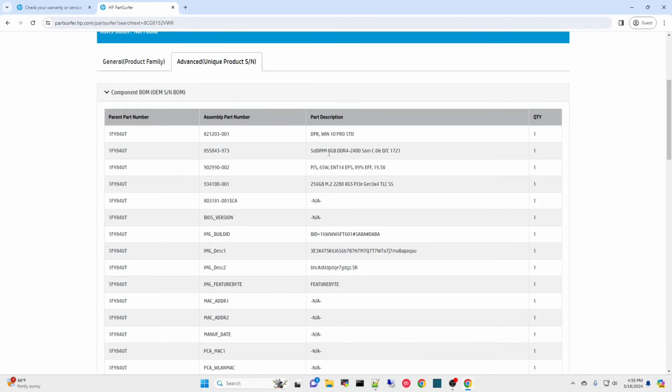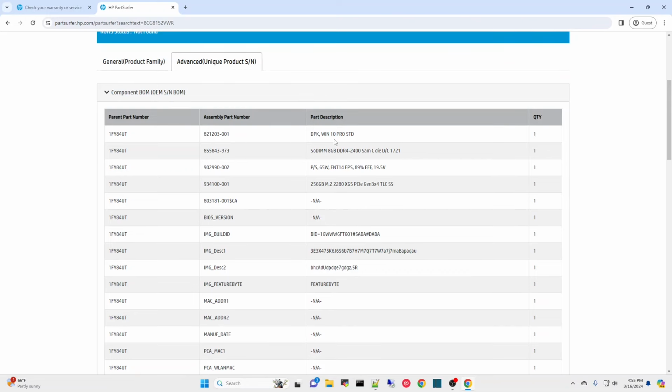8 gig DIMM, 65 watt power supply, which makes sense. Looks like it had a 256 gig M.2 PCI, and on the bottom, as we saw before in the code, it does say 256P, which, in the various ones I've looked at, seems to be how they differentiate between mechanical versus NVMe drives. The rest of the stuff isn't too interesting.